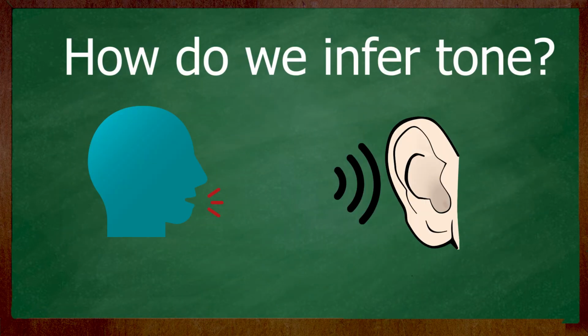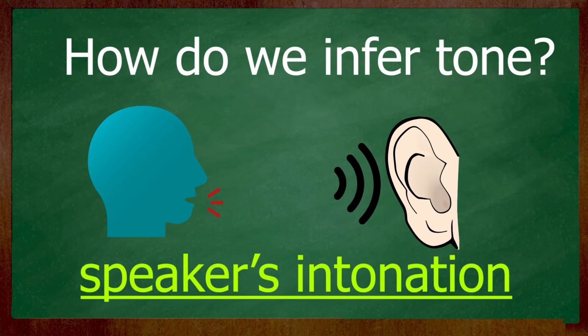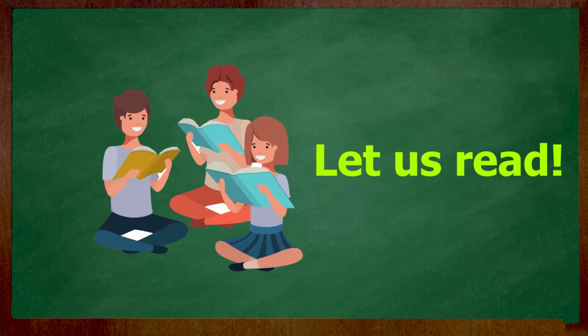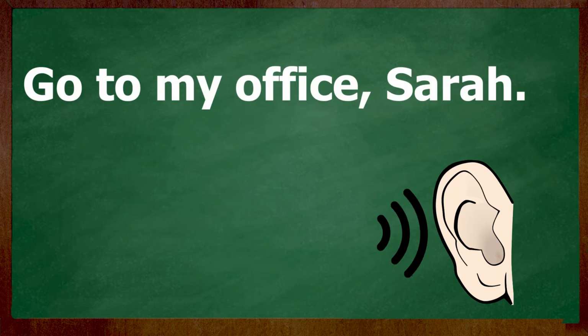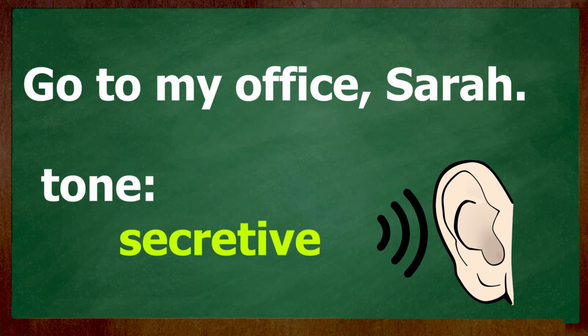How are we going to infer the tone? Tone can be inferred through the way the speaker says the sentence. The speaker's tone also changes the meaning of the sentence. Let's take a look at this sentence. Go to my office, Sarah. When we say this sentence this way, it sounds like we are trying to give Sarah a secret message. Probably, we have something intimate to tell. The tone is secretive, right?